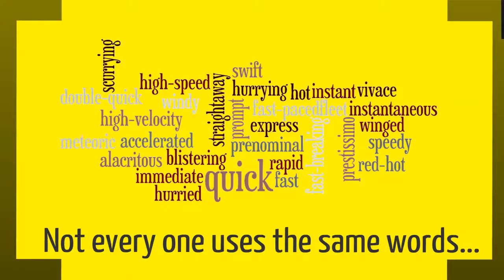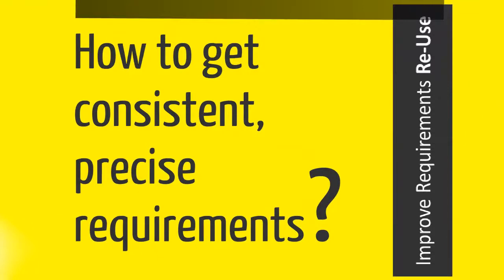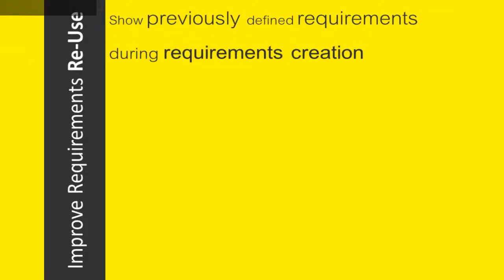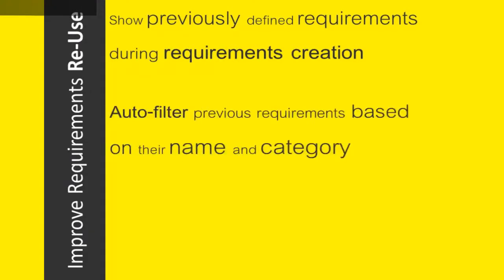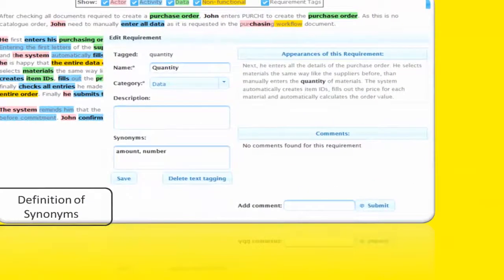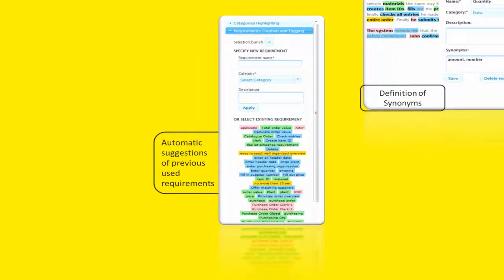Another problem arises when people jointly work on the development of requirements. They may use different words to describe the same thing, which makes the reuse of requirements even harder. REMINER helps you to get consistent and precise requirements by improving the requirements reuse. REMINER shows you previously defined requirements during the requirements creation. It auto-filters previous requirements based on their name and category. And you can even import requirements from other projects via a simple file upload. You can use different synonyms for a requirement and find automatic suggestions of requirement names in the tag cloud to choose from.